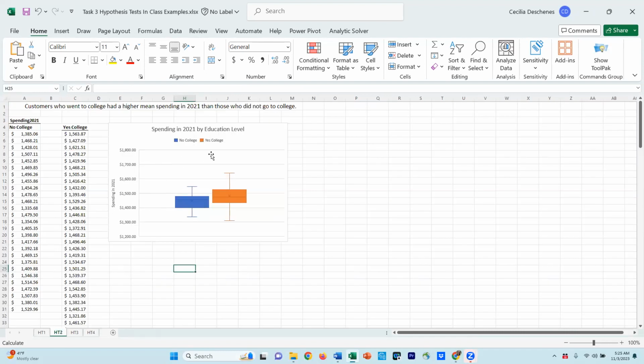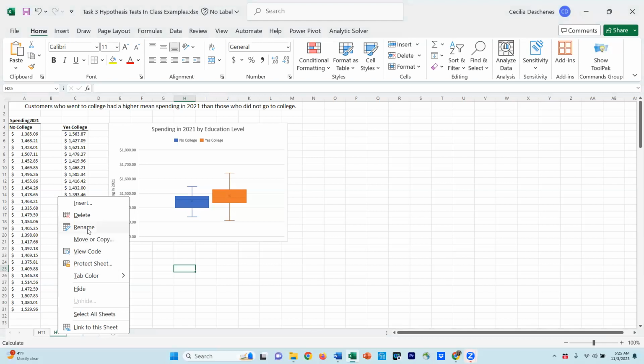So for example, to do the side-by-side box plots, I needed to pull in the data that I had subsetted out between college and no college, college and no college, and on spending 2021, I pulled those worksheets into here by copying them over. So you can copy, let me see if I have another one open. Well, you can copy into another workbook.